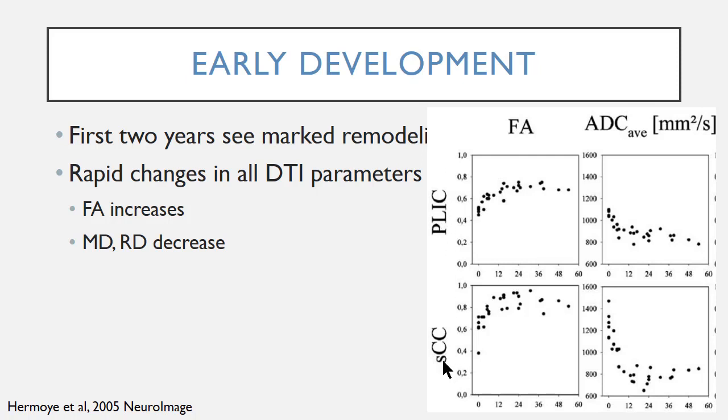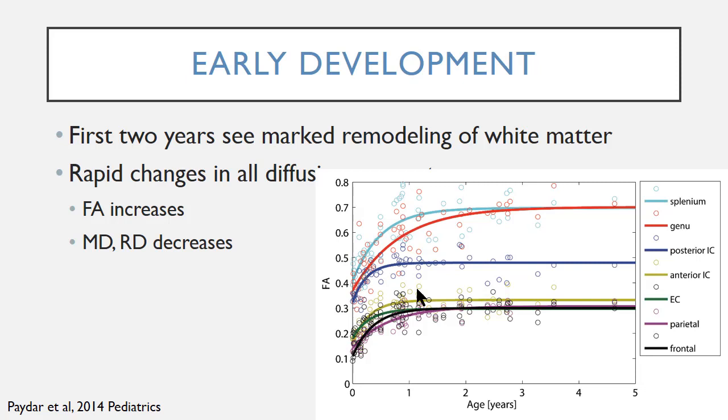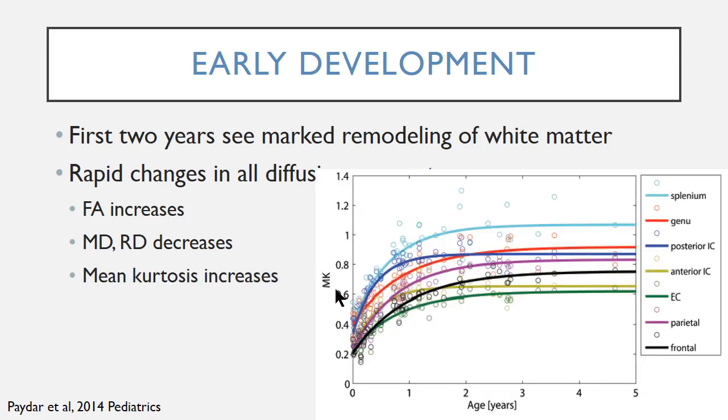This is the posterior limb, this is the splenium, both of them really rapidly increasing and then almost looking like they're leveling off. ADC, which is the same as mean diffusivity, shows early decreases, again, almost looks like it levels off after about age 2. Same thing, just another example here, again, really rapid increases and a virtual leveling off around age 2. One DKI study also showed rapid increases of mean kurtosis, again, leveling off around age 2 or 3.